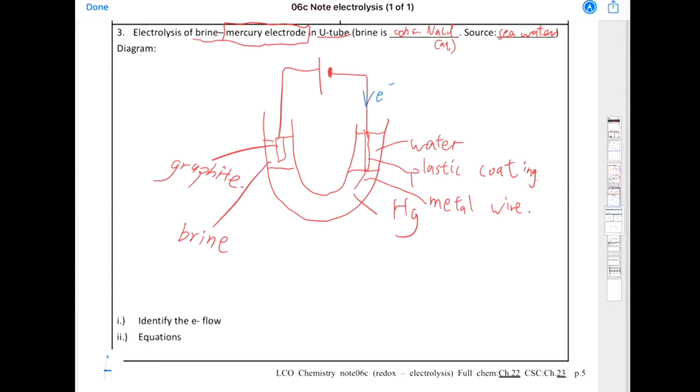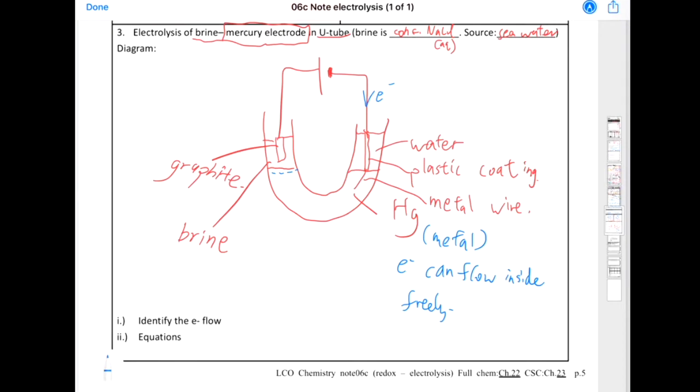An electron will go into the mercury, and mercury is a metal. It means that electrons can flow inside freely. So finally, it will make the left-hand side negative, between the surface of brine and the surface of mercury. It will become negative. So the reaction site is all on the left-hand side.